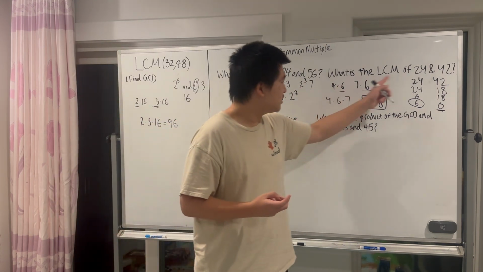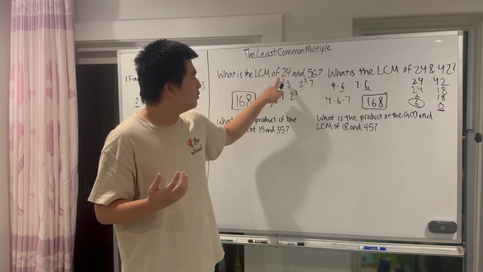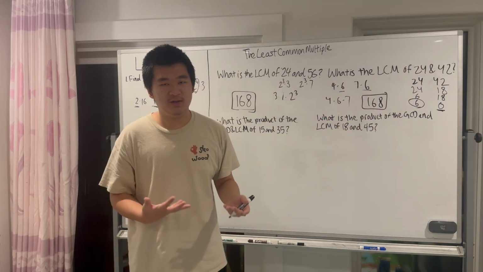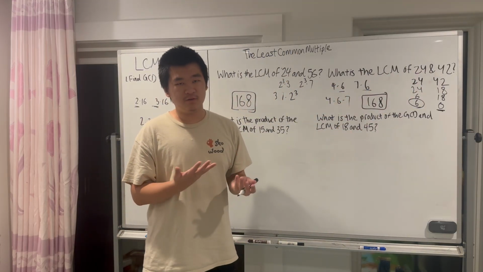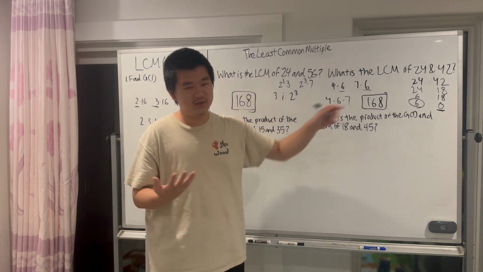So actually, same answer for both of these problems, 24 and 56, 24 and 42, because fundamentally, the problem between 24 and 56 and 24 and 42 is that 24 doesn't have a 7. You can kind of think of it like that. And so to solve the problem, the solution is the same, to multiply 24 by 7.